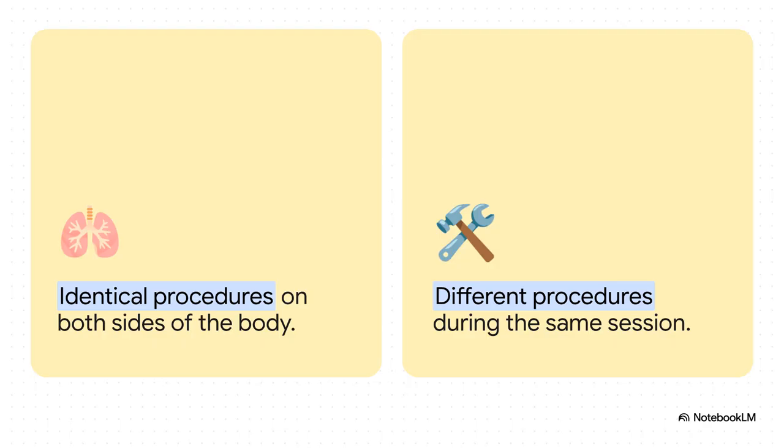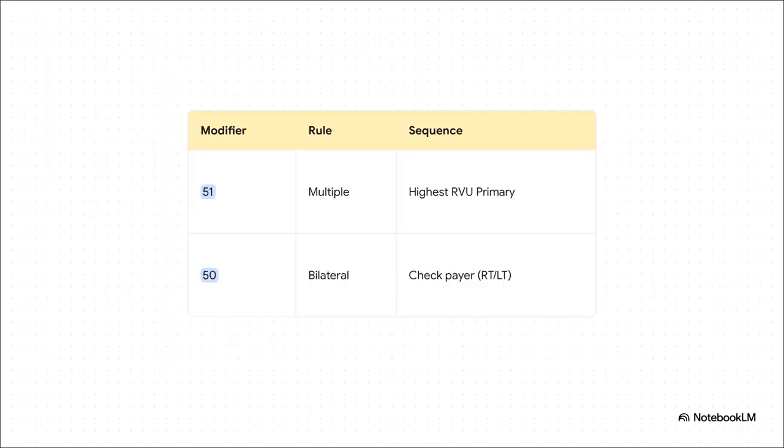Now, these two get mixed up all the time, but they serve completely different clinical purposes. Modifier 50 is strictly for bilateral procedures. Think of a bilateral knee replacement where the exact same procedure is performed on both sides of the body. Modifier 51, on the other hand, is for multiple procedures. Picture a scenario where a surgeon is repairing a hernia, but they're also removing an appendix during that exact same operative session. The billing strategy here is where things get super interesting.